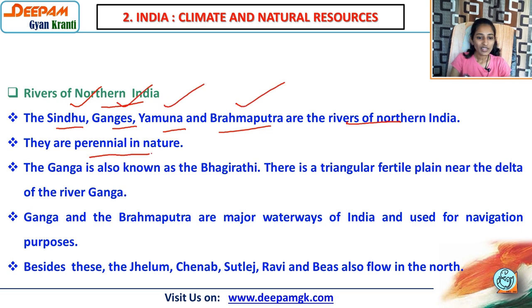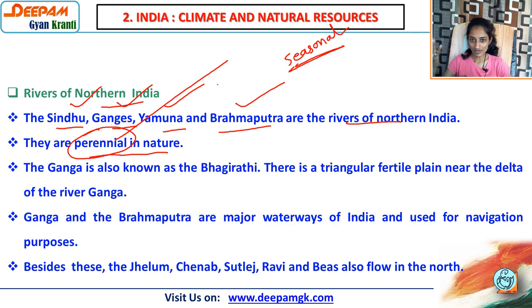They are perennial in nature. So what is perennial? Perennial means throughout the year they have water. If seasonal rivers are there, then only during the monsoon season they have a source of water. But as far as perennial rivers are concerned, throughout 365 days they have water in them. What is the reason? Because they originate from the glaciers of the Himalaya, so they have water throughout the year. The Ganga is also known as Bhagirathi, so it's very important.